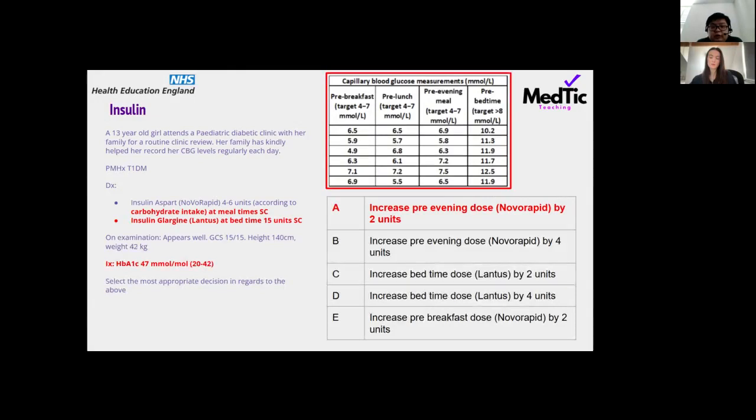The answer would be A, increase the pre-evening dose Novorapid by 2 units. Just to quickly highlight the important bits, it's a 13-year-old girl, and we're trying to see how her glucose control is for her type 1 diabetes. We have to see what type of insulin she takes and the schedule of it, which is why I highlighted her drug history. We want to see her glucose control, which is not doing too well, but not horrible at this stage. Most importantly, you'll be given a table exactly like this in the exam itself to have you look at the tracking of her glucose whenever she has a meal or before she goes to bed.